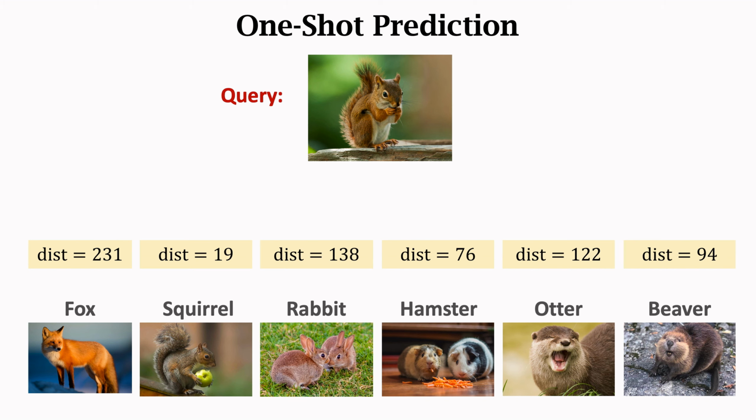Then find the smallest distance. The distance between the query image and the squirrel class is 19. 19 is the smallest among all the distances. The model believes the query image is most similar to the squirrel class. The model thereby predicts that the query image is a squirrel.